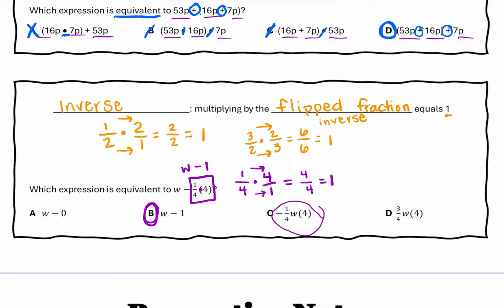If you look at C, they completely rearranged all the things, which is not a thing. D, they got 3/4 somehow. And then A was W minus 0, so somehow they got a 0, so that is also not correct. And that is properties.